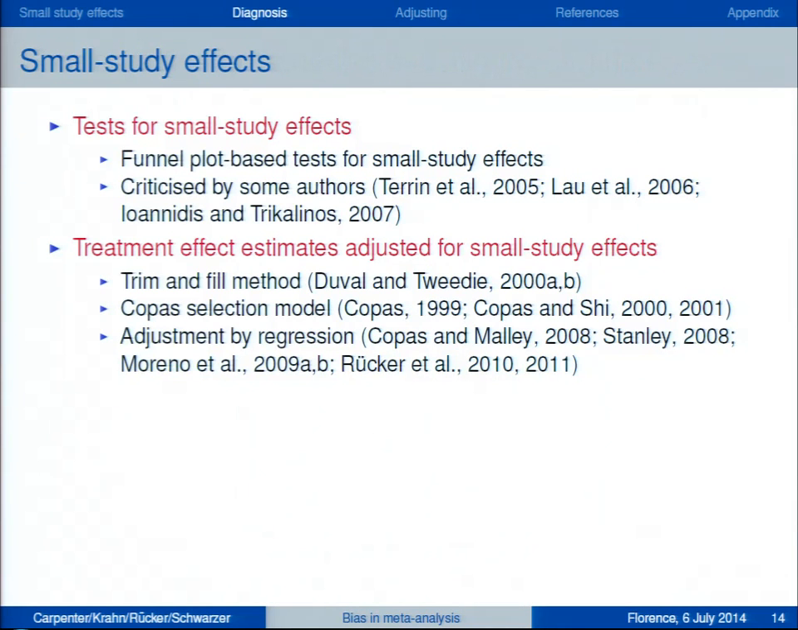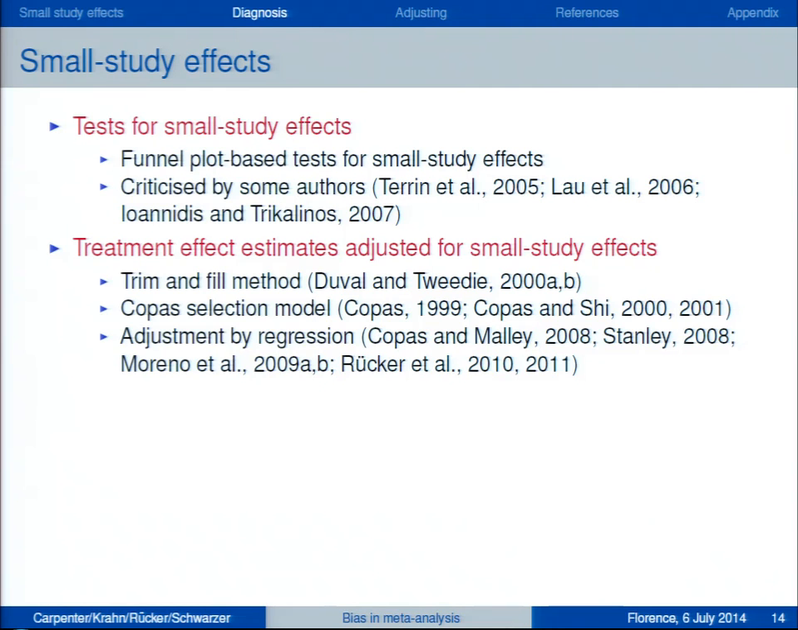So, tests for small study effects are so-called funnel plot-based tests. The first one and most famous one is the test by Matthias Egger. And there are others, I will give a list soon, but I have to say beforehand that they are criticized by some authors, mostly John Ioannidis and co-authors. They are very critical about funnel plot tests and have developed other tests, the so-called excess significance tests, which are quite different.